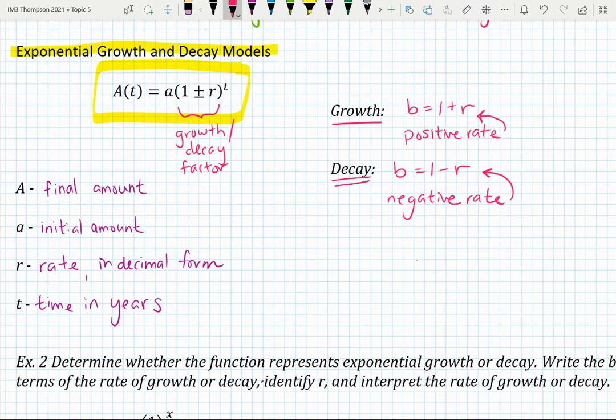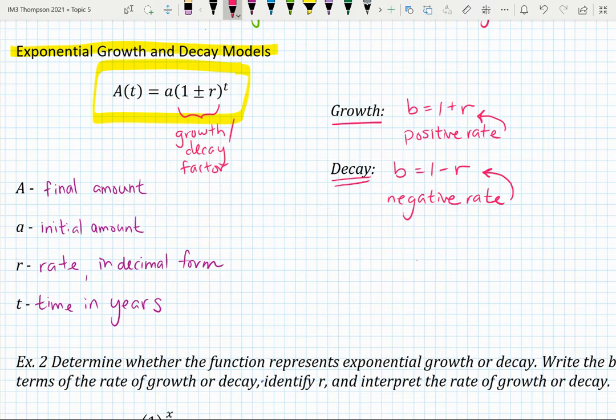These application problems, I find particularly interesting because you can apply them to so many things in the real world. When you're talking about population growth, that's an exponential growth, whether you're talking about animals or humans. If you're talking about bacteria growth, that's an exponential model. If you're talking about how much a dollar is worth, that's an exponential decay, right?